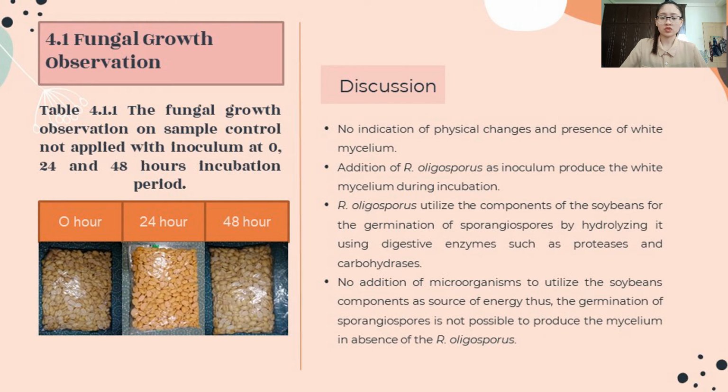The Rhizopus oligosporus utilized the components of the soybeans for the germination of the sporangiospores by hydrolyzing it using digestive enzymes such as proteases and carbohydrases. When there is no addition of microorganisms to utilize the soybeans' components as a source of energy, the germination of sporangiospores is not possible to produce the mycelium in the absence of Rhizopus oligosporus.